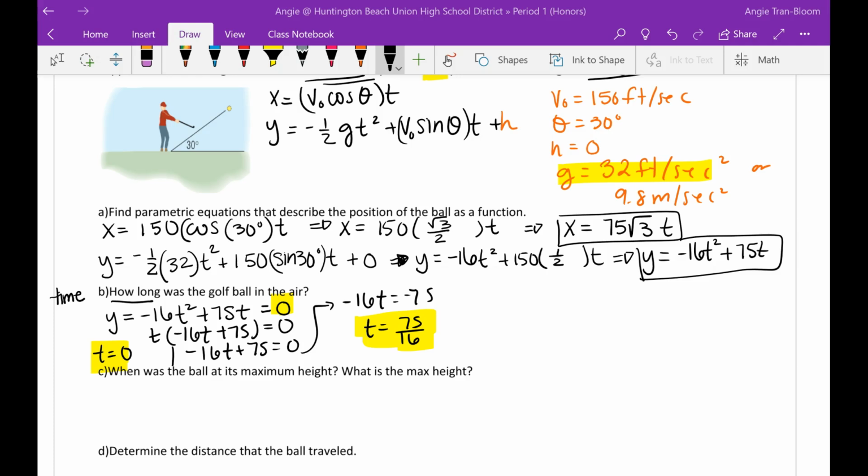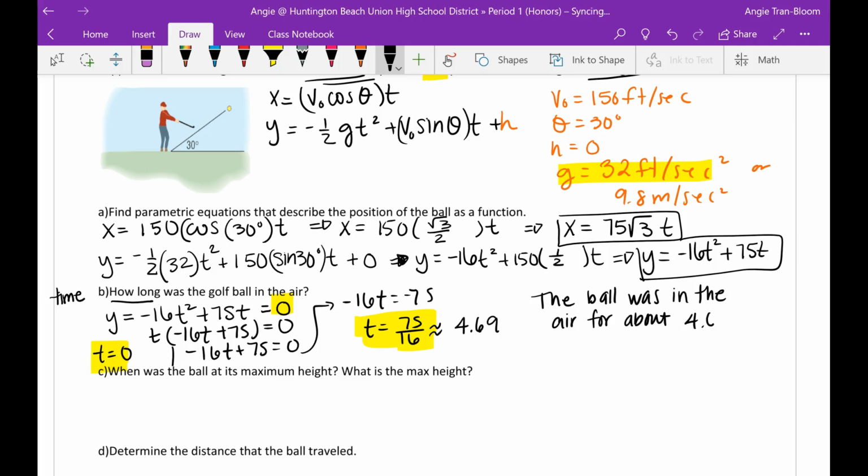Nope. So if I use my friendly calculator, and again, don't round until the very end, okay? Let's round to 2 decimal places. So how long was the ball in the air? The ball was in the air for about 4.69. What's the unit of measurement?